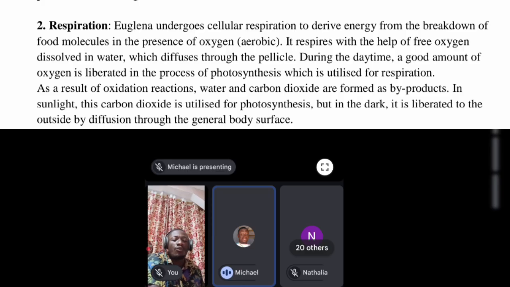So let's talk about reproduction quickly. Then I'll pause for some questions to come. If there are not any questions, we can continue with the other life processes.